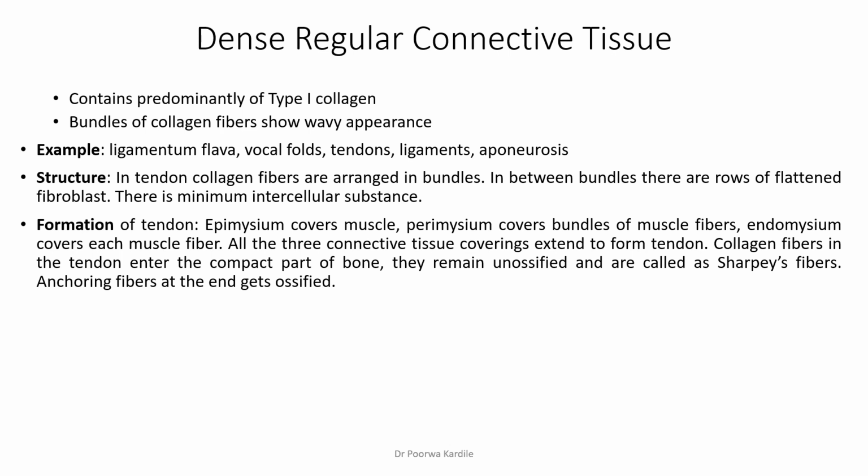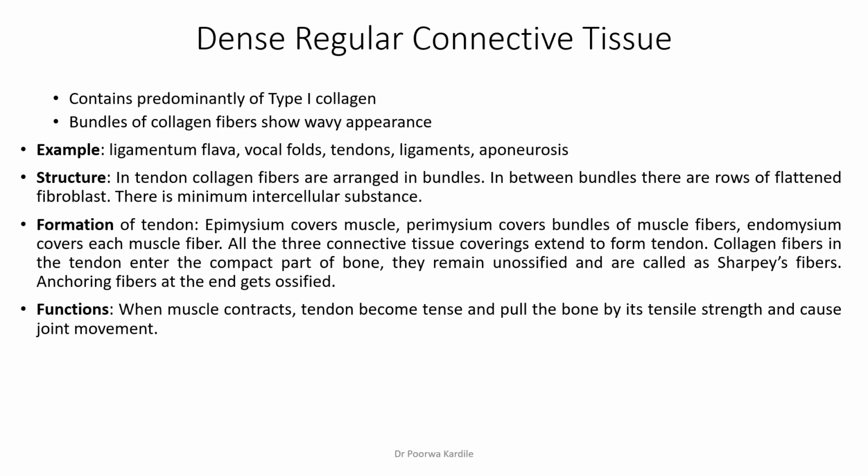Collagen fibers in the tendon enter into the compact part of the bone, and they remain unossified, and are known as Sharpey's fibers. These are anchoring fibers at the end; the anchoring fibers get ossified, whereas the Sharpey's fibers remain unossified. So this is how the tendon is formed. The main function of tendon is that when the muscle contracts, the tendon becomes tense and pulls the bone by its tensile strength, and there is locomotion.